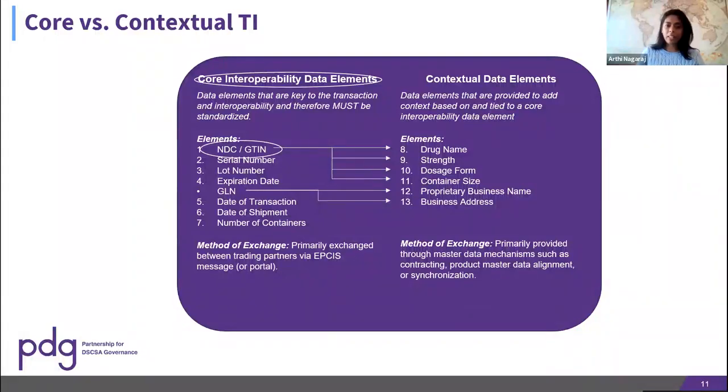As a manufacturer, these elements are really important to have a standard on, because it not only gives you a common understanding of the data between trading partners, but it also allows the data to be consumed without errors between trading partner systems. Standardization of the core interoperability data elements is especially important because the TI forms the basis in many cases for verification and tracing. So this common understanding of this data is important.